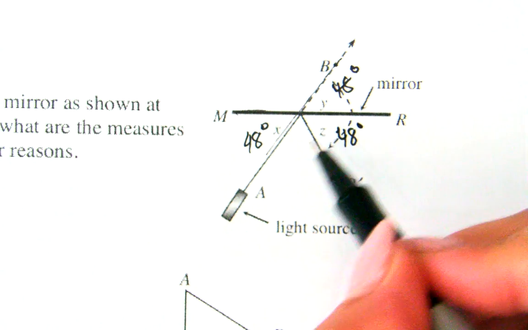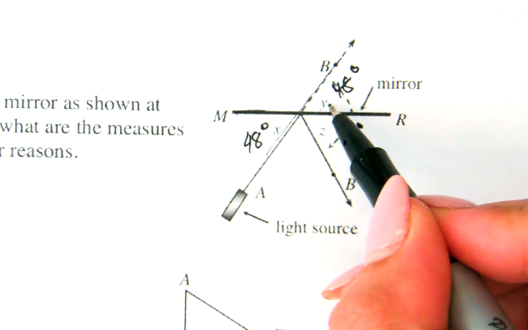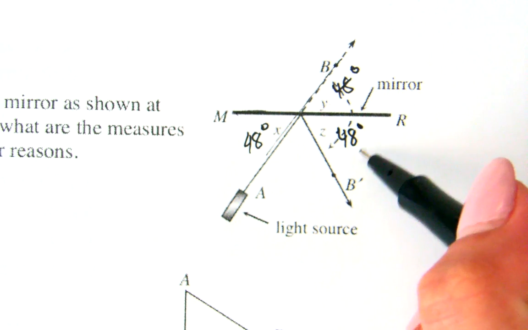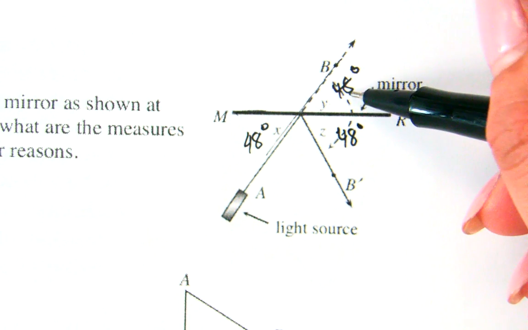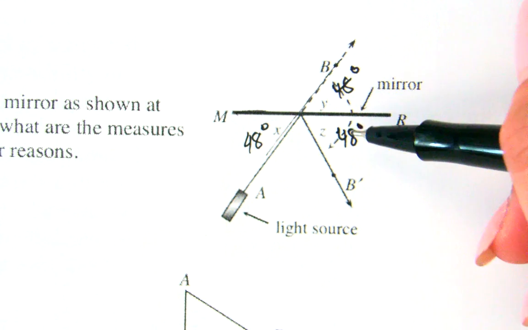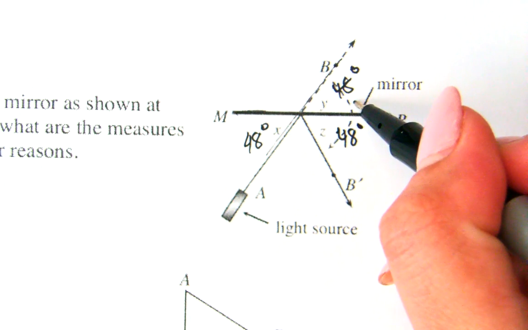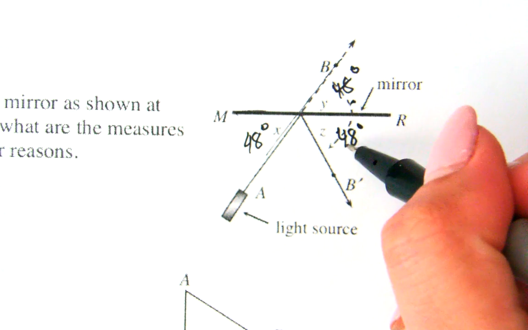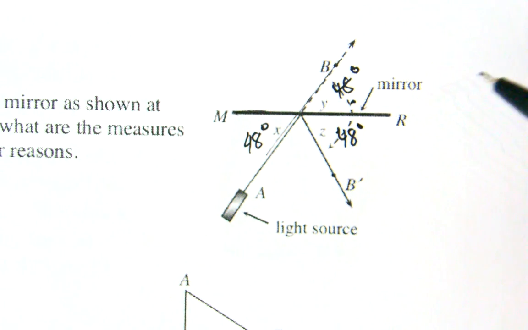Justify your reasoning. X and y are vertical angles. That's why that works out so well. And then y and z are actually reflected angles. So think of it as y being reflected across your mirror, because the mirror is a reflection. Y and z are reflections of each other, so they're both going to be the same also.